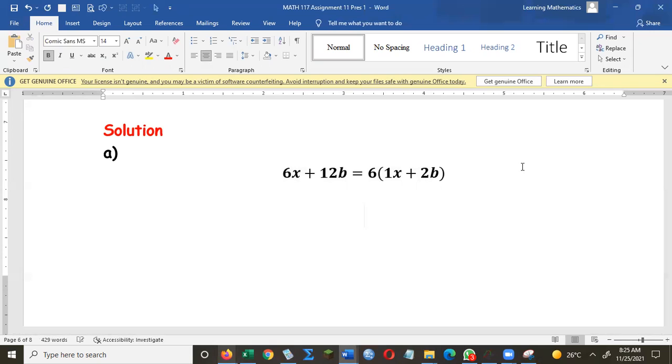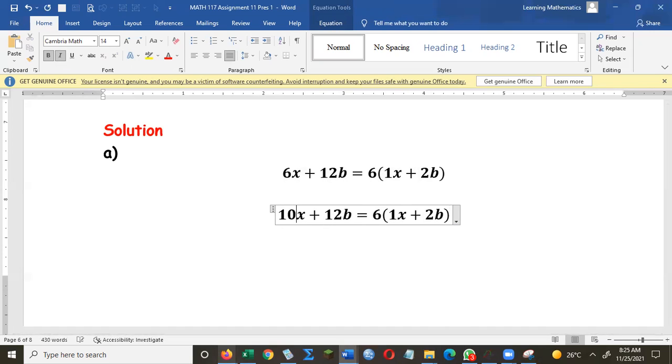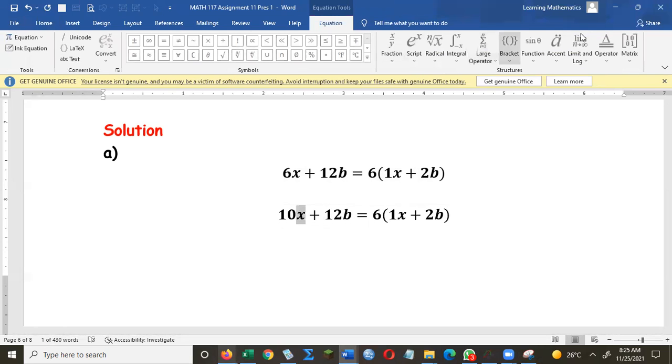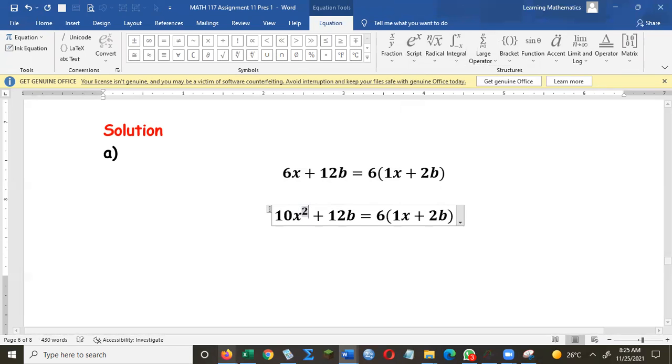Let us say, for example, you have 10x squared plus 12bx. Okay. You have to identify the highest common factor between 10 and 12 first.